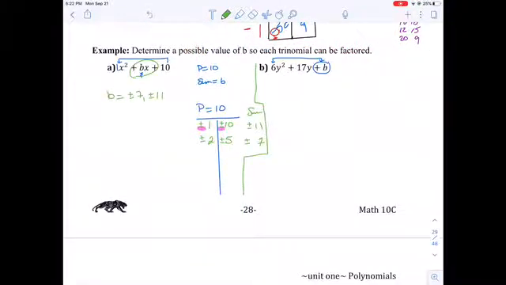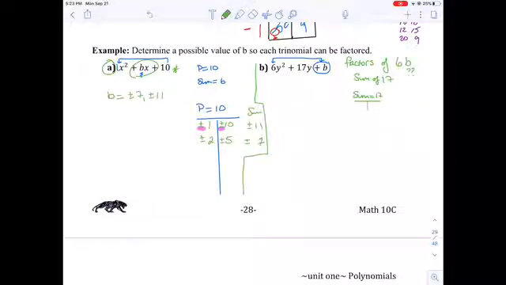All right, for this next question, we're kind of going backwards. In question A, we had to look for factors of 10 that added up to B. So we had the factors. For this next question, we need factors of 6 times B, whatever B might be, that would have a sum of 17. So here we know the sum is 17. What numbers give me a sum of 17?